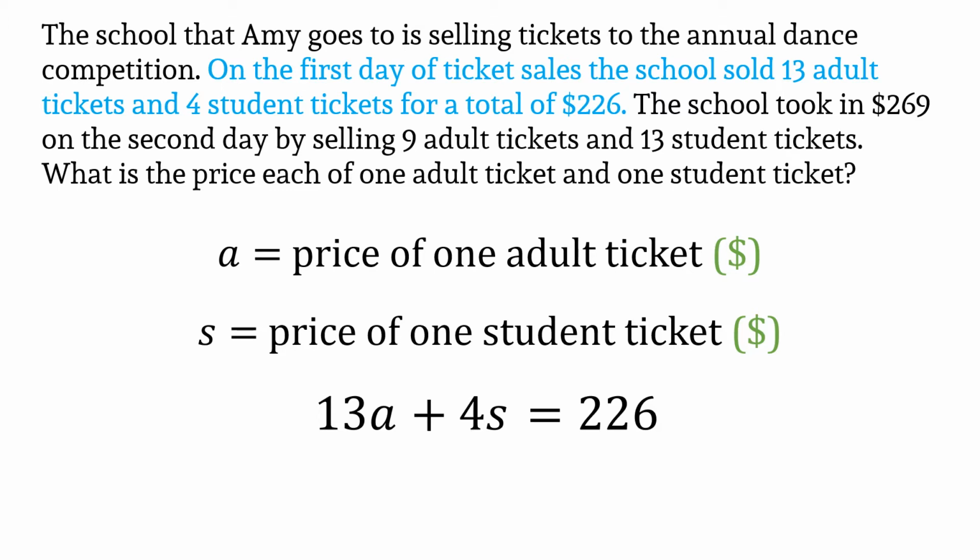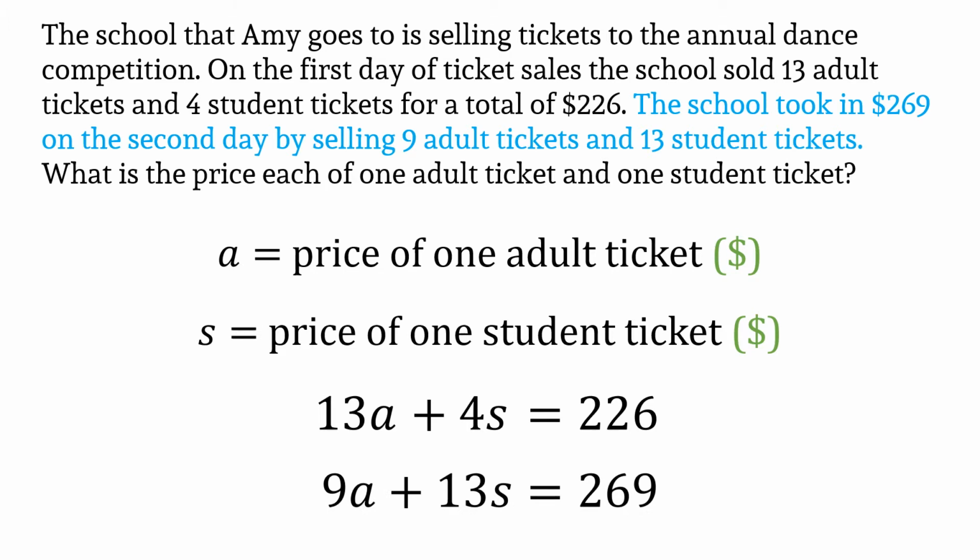Similarly, we can tackle the next sentence that says the school took in $269 on the second day by selling 9 adult tickets and 13 student tickets. So we see 9A plus 13S equals 269. All right, so we've written our equations.